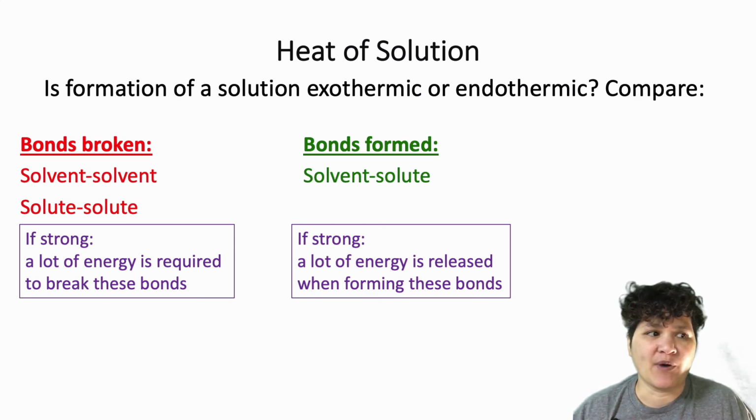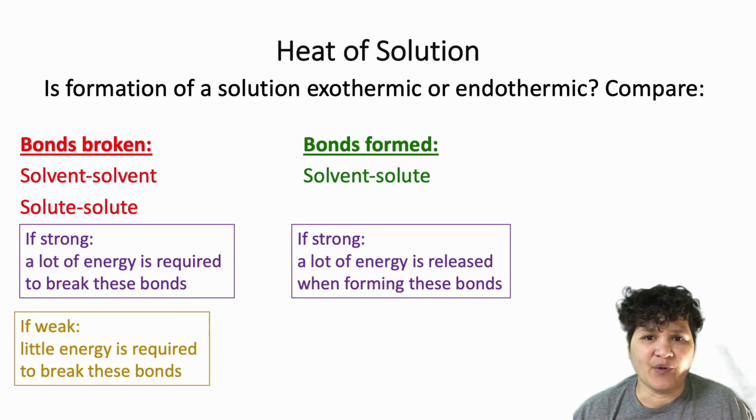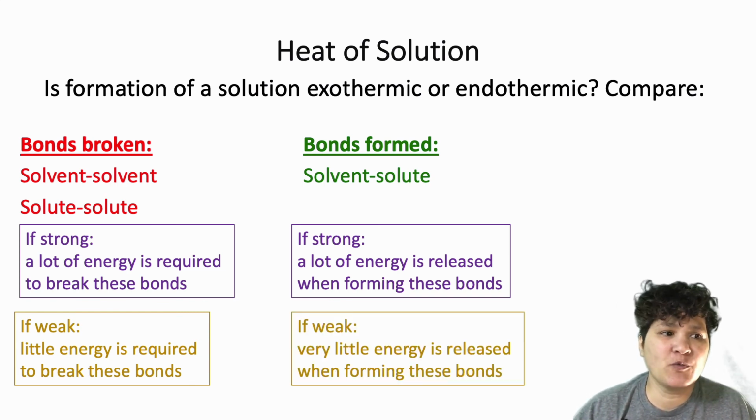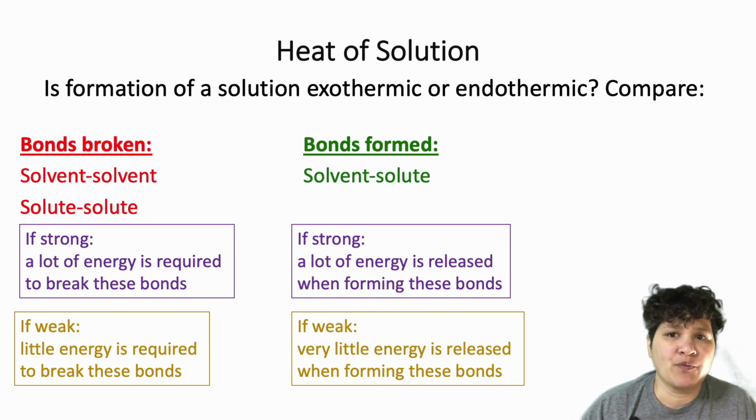But what if they aren't strong? What if you're talking about weak bonds? If you have weak bonds between your solvent molecules, or if you have weak bonds between your solute molecules, then it's really easy to pry them apart. You don't have to put a lot of energy in. If you have really weak forces or bonds that form between your solvent and your solute, then you don't get much energy back when you put them together.